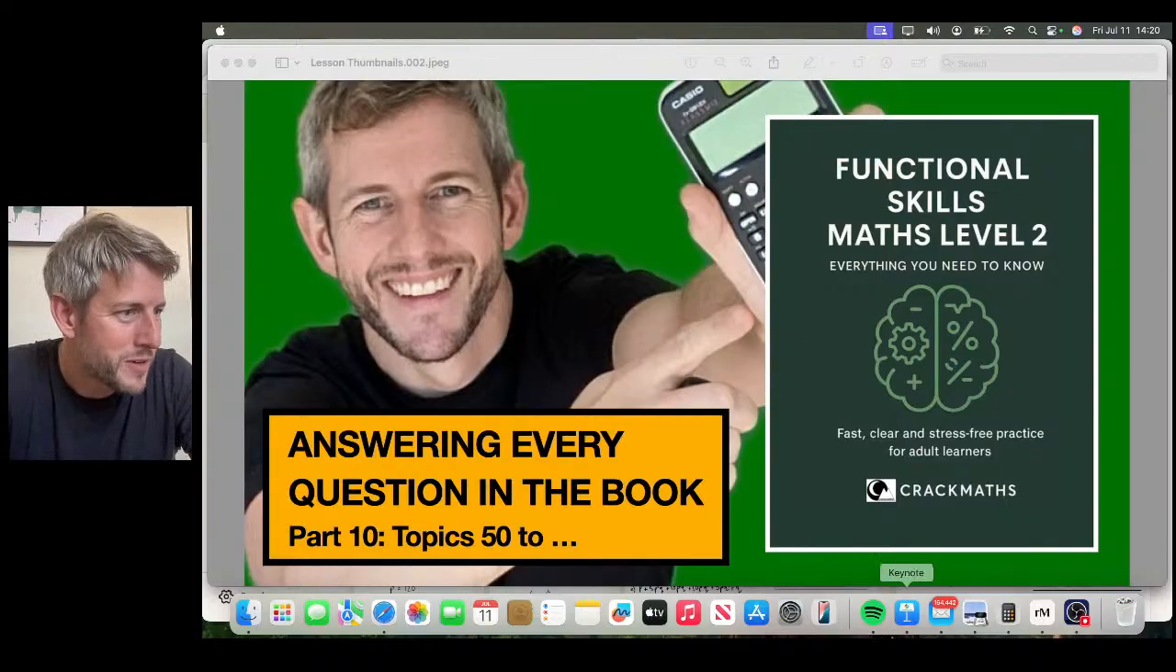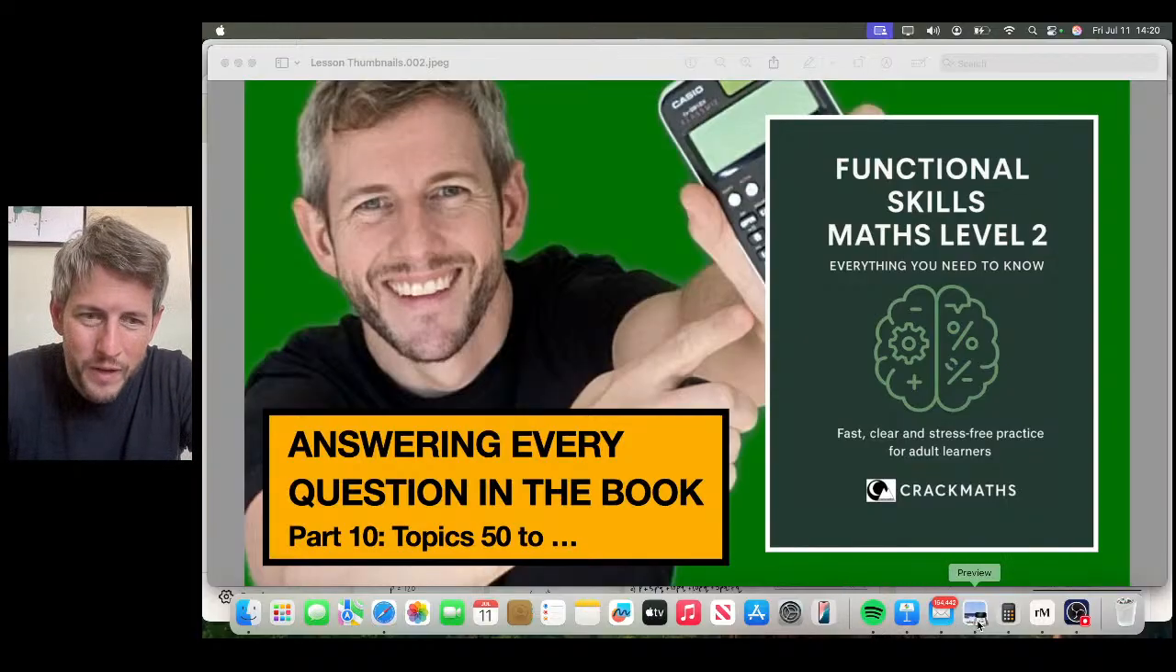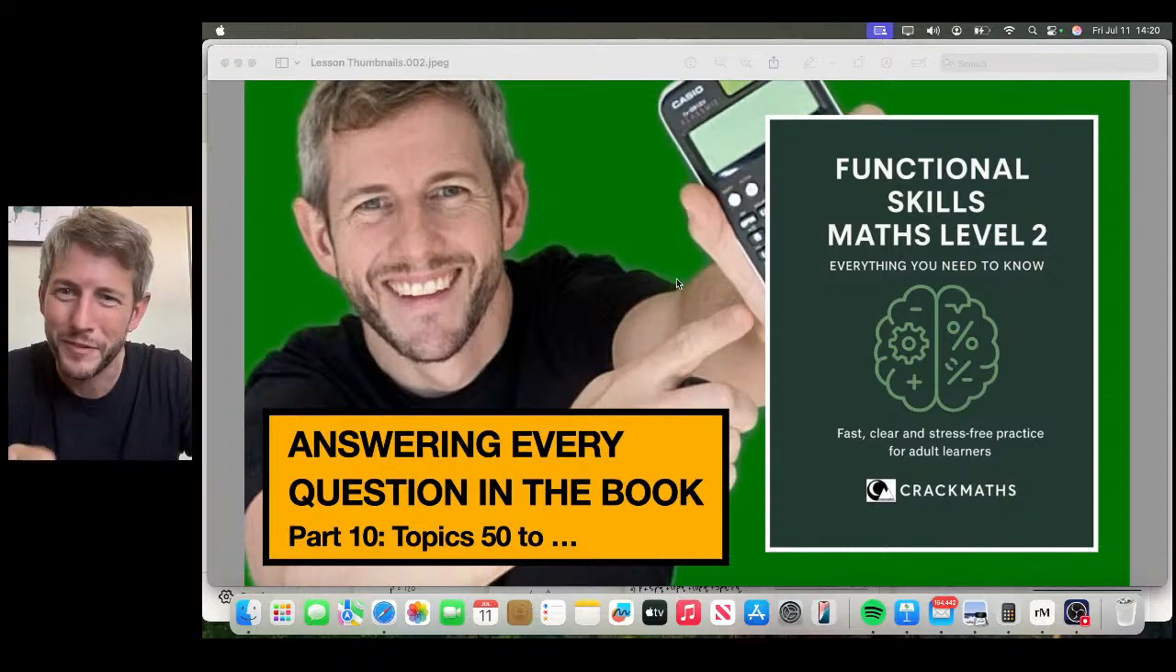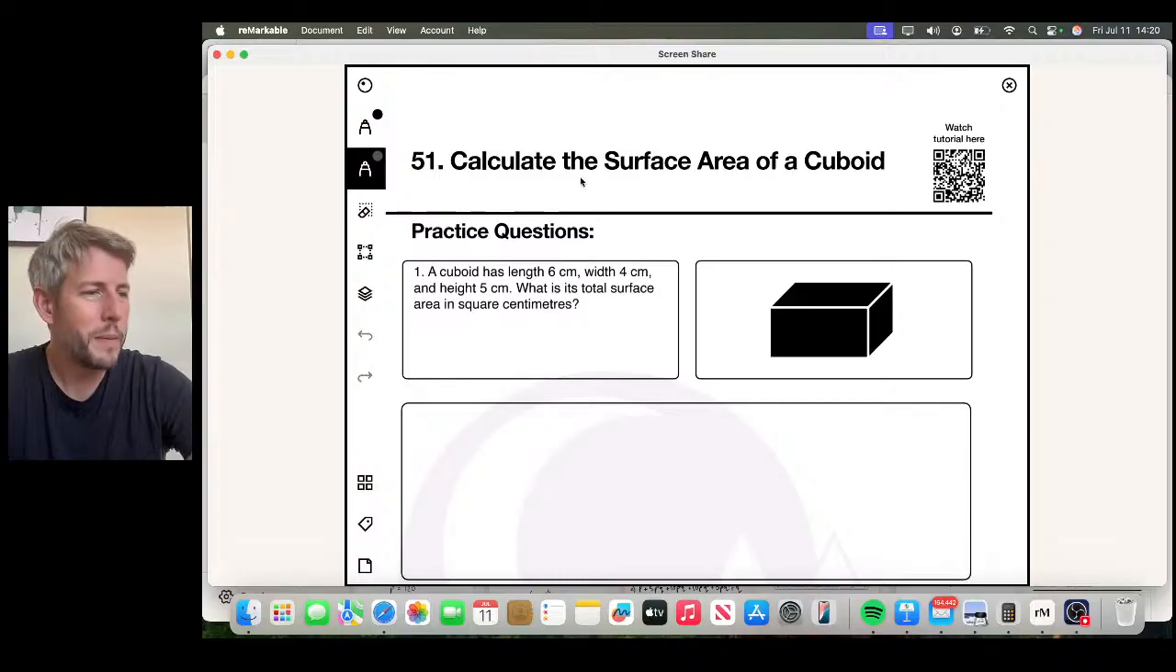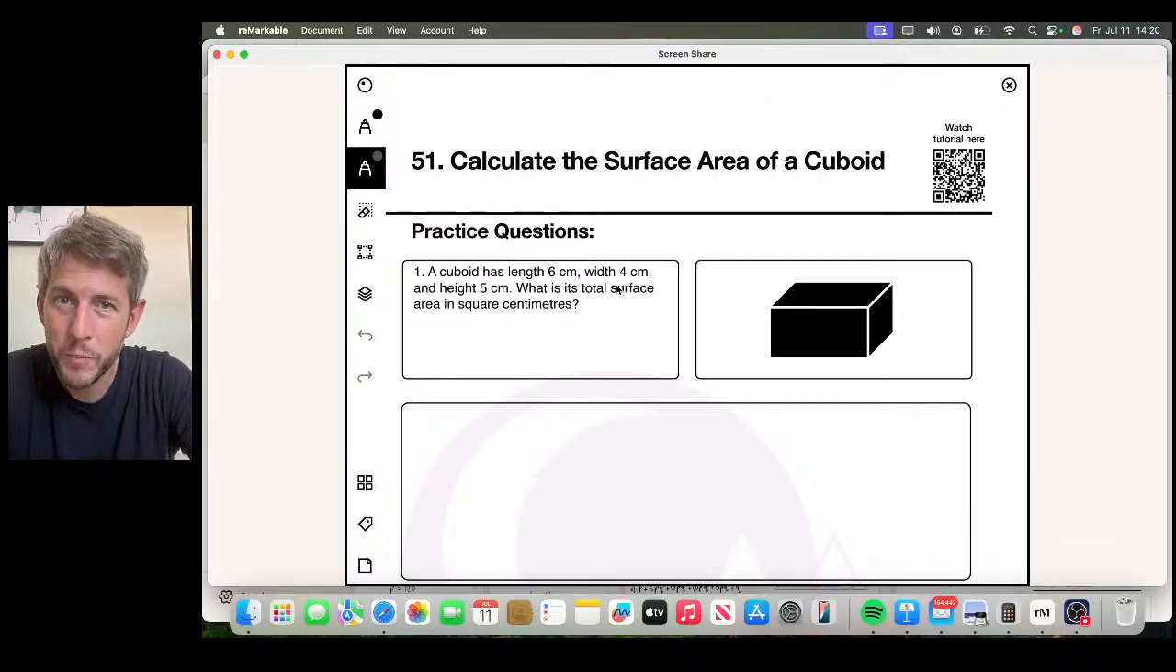Let's get started with this question. I'm going to begin with topic 51. Oh, this says topic 50. We've actually covered topic 50, so we are ahead of the game. So topic 51, here we go. It's all about calculating the surface area of a cuboid.